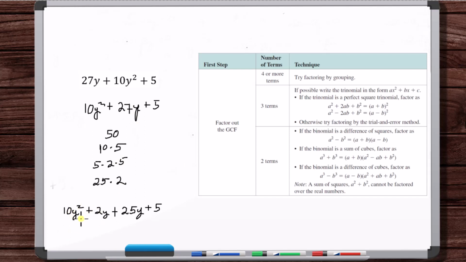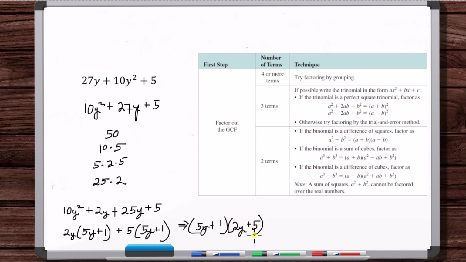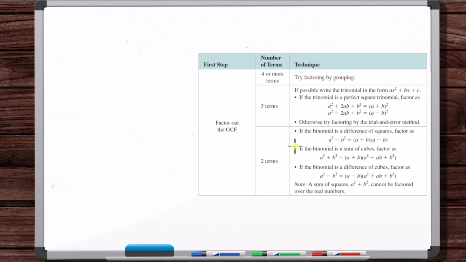Now, do the grouping method. Factor out a 2y here, so you get 5y plus 1. Then factor out a 5 here, you get 5y plus 1. Now factor out a 5y plus 1. And that's factored.